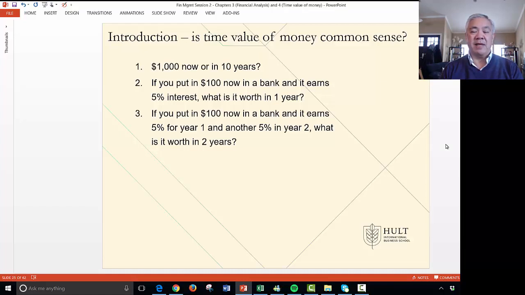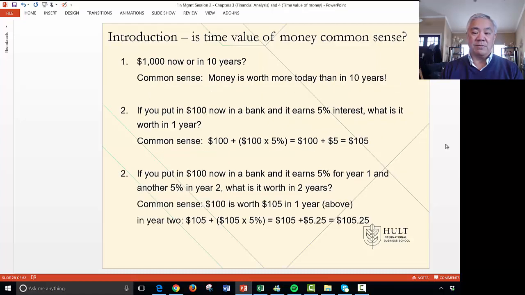Okay, I hope most of you would think that, well, it's worth more than 110 because in that second year, I get to earn interest on my interest. In other words, I start year 1 with 100, and that grows by 5% to 105. But the second year, you start with 105, not 100. So 5% of 105 is $5.25. So you would actually end up at the end of year 2 with 110.25. And so that shows this notion that we call compounding.